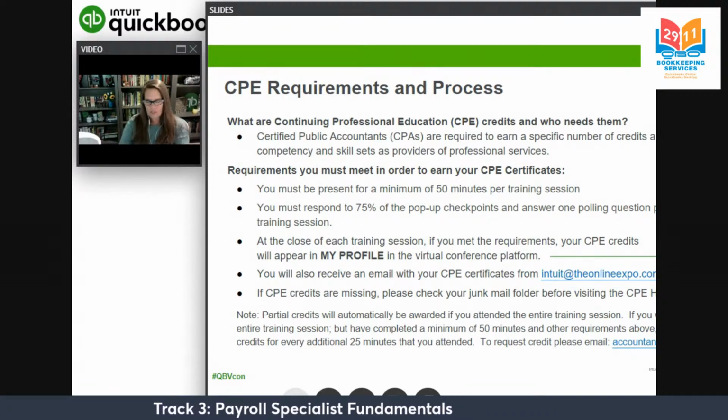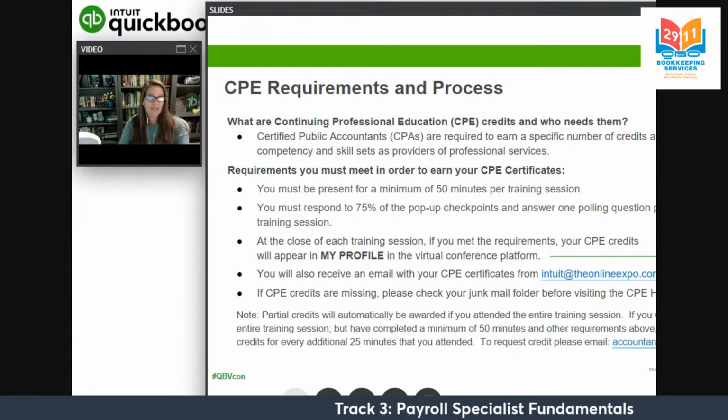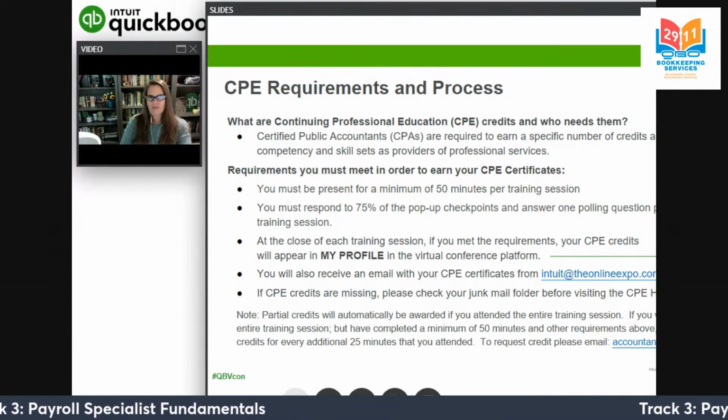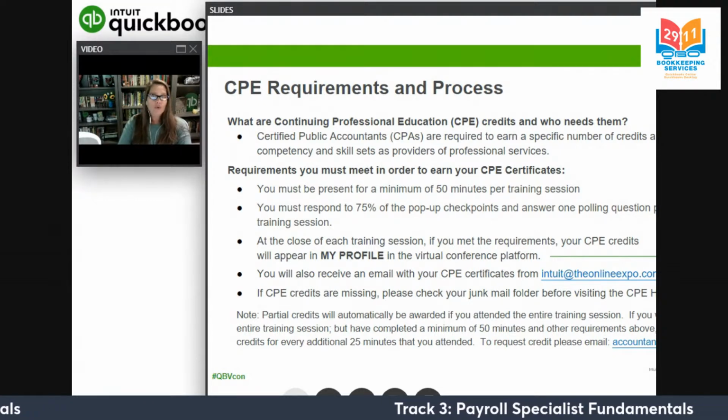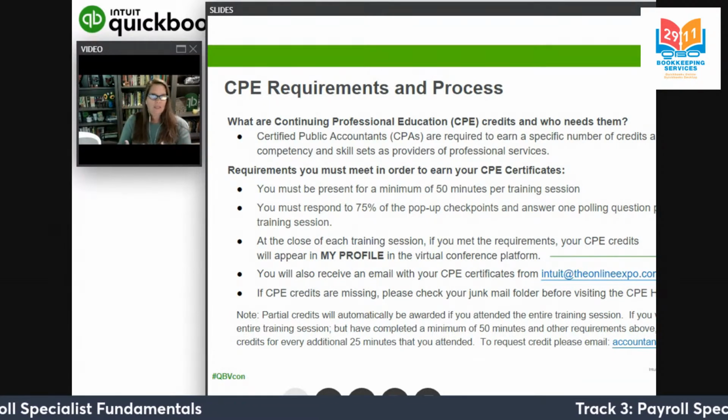The thing about the polls that I want you to keep in mind is that it's not about getting the question right or wrong, it's about participation. And after we do the polls, I'm going to tell you what the answer is anyway. So don't sweat getting the answers right or wrong. If you have any questions about CPE, you can go to the CPE help desk here in the lobby of the VCon, or you can email accountant_training@intuit.com.